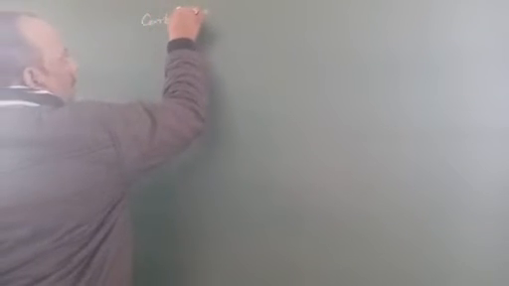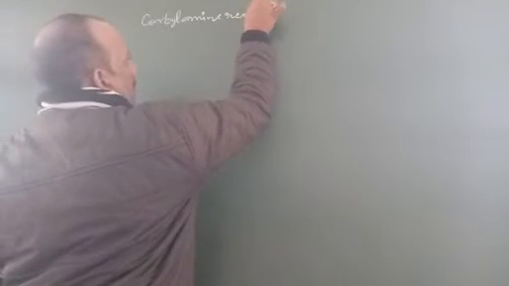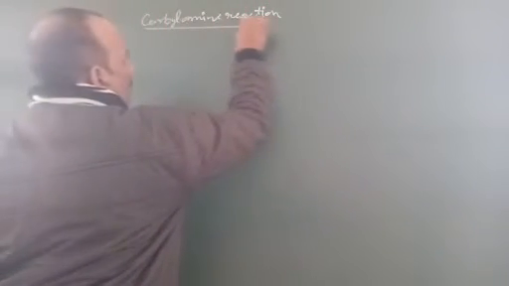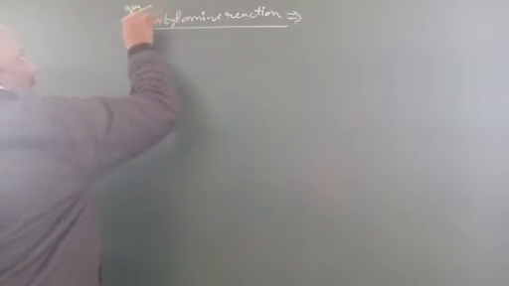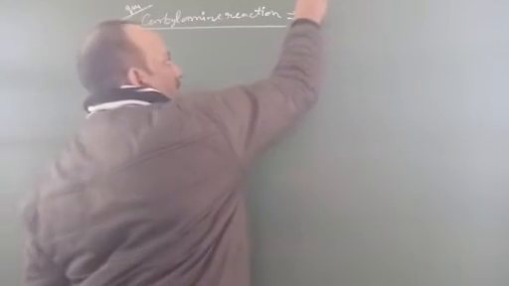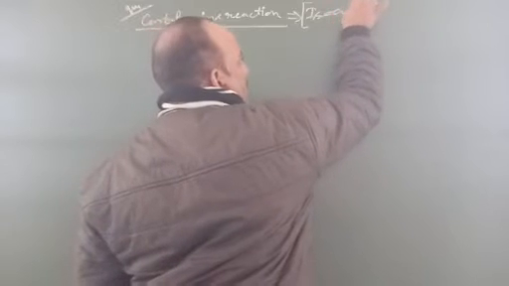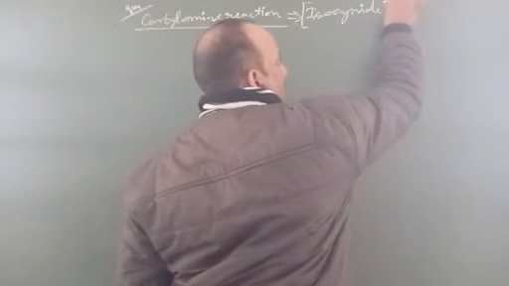Now this reaction is most important for you. It is named the carbylamine reaction. It is in the category of named reactions and involves the formation of isocyanide. So this reaction is also known as the isocyanide test.